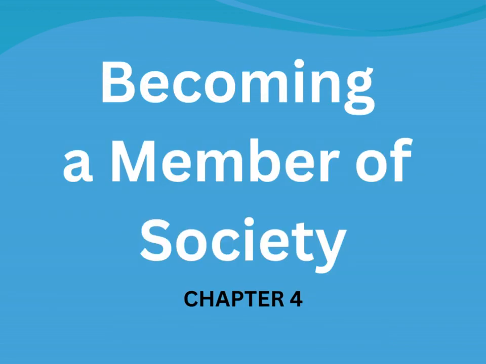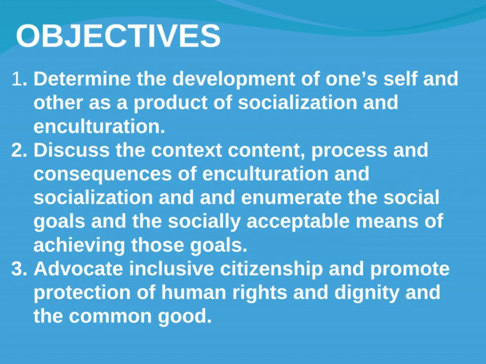Today we will be discussing lesson number 4 entitled Becoming a Member of Society. For our objectives, at the end of the lesson, you will be able to determine the development of oneself and others as a product of socialization and enculturation; discuss the context, content, process, and consequences of enculturation and socialization, and enumerate the social goals and the socially acceptable means of achieving those goals; and advocate inclusive citizenship and promote protection of human rights and dignity and the common good.